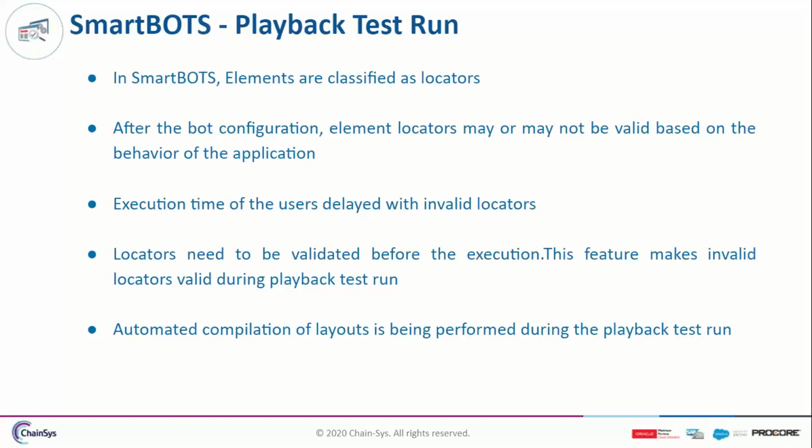So we are capturing multiple locators. During the test run, we will be validating whether the current locator is working or not. If it is not working, we will try multiple possibilities and identify the proper locator, and we will allow you to proceed further with the proper locators. And when you go for the actual execution, you will not face any problem. So it will be very helpful when you create a bot from the beginning. So this is about our playback test run. So Praveen, go next.